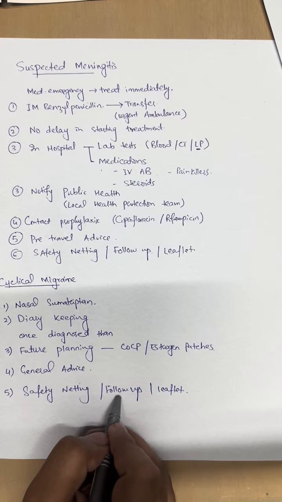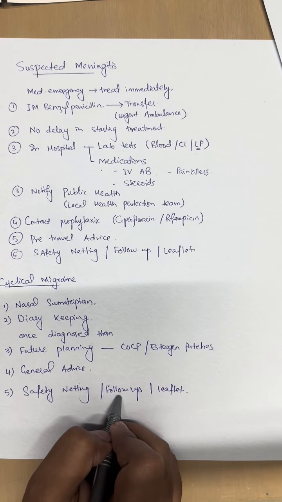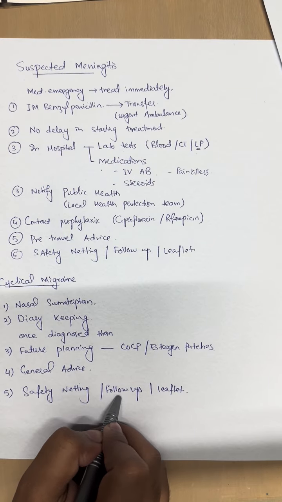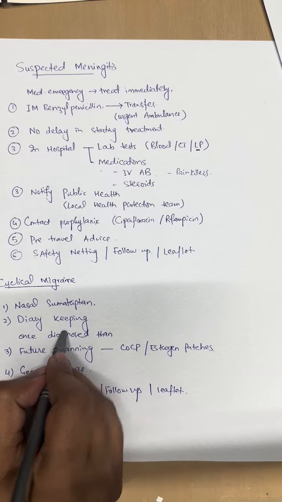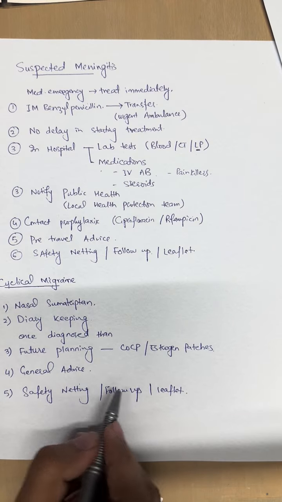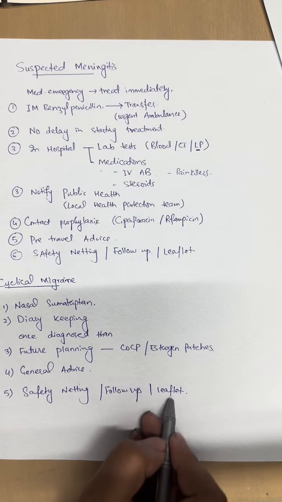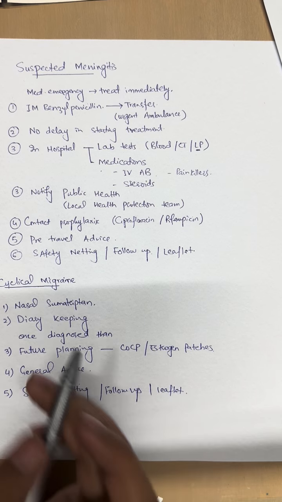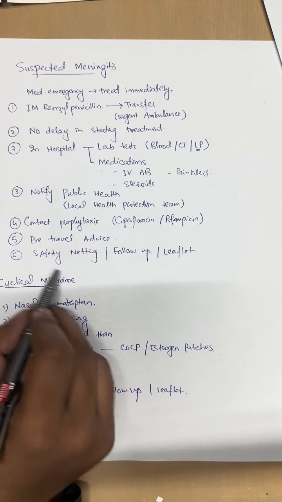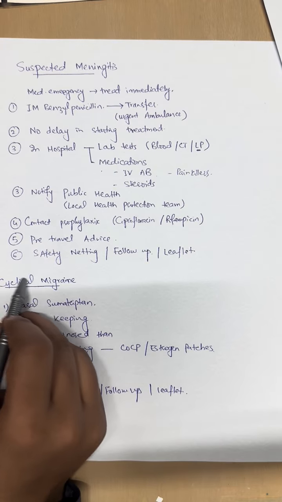For the follow-up, you have to tell them that we will review you after 2 to 3 cycles. You have to come along with your diary, and we will confirm this cyclical migraine. And give them the leaflet in the end. You will tell them that you will give them a leaflet. It will contain all the information about cyclical migraine. Read it, right?